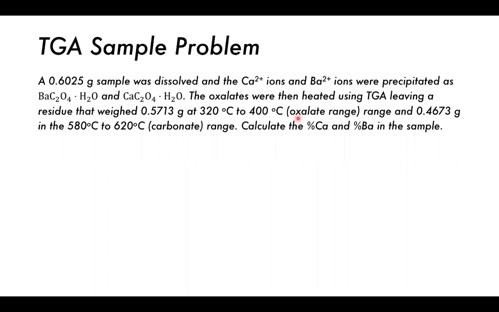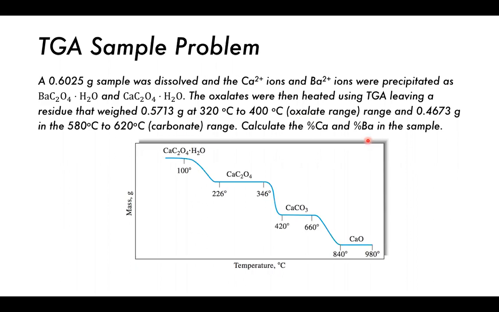This is the oxalate range, and 0.4673 grams in the 580 degrees Celsius to 620 degrees Celsius carbonate range. And so we're asked to calculate the percent calcium and the percent barium in the sample. What we're doing here is looking at the different processes which are occurring during the decomposition.